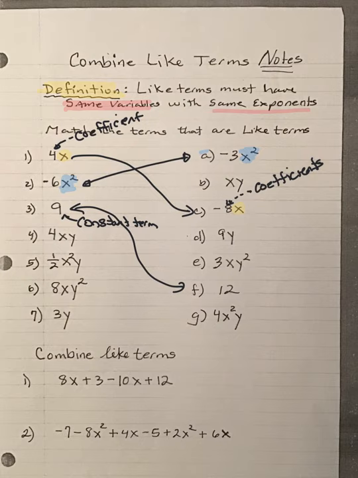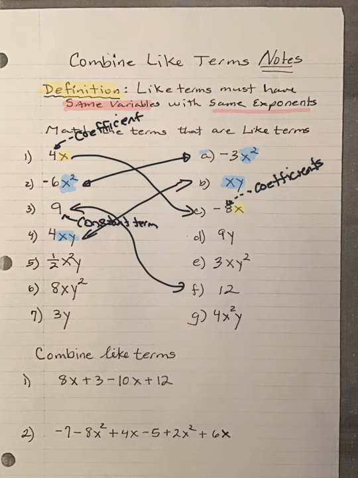Did you say that number 4 went with B? Then you would be correct. Again, because they have the same variables with the same exponent. So these variables are xy, and these variables are xy. They match. They are identical, like identical twins, right?